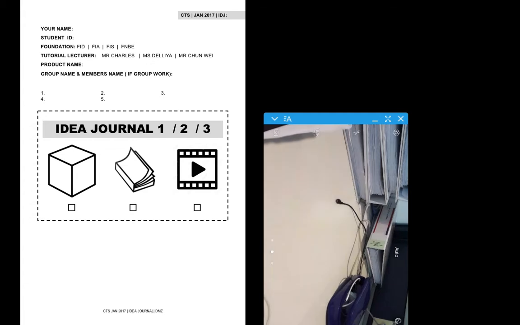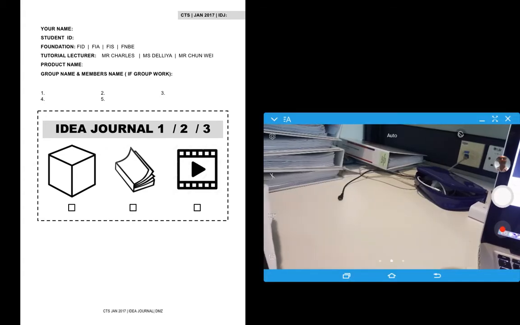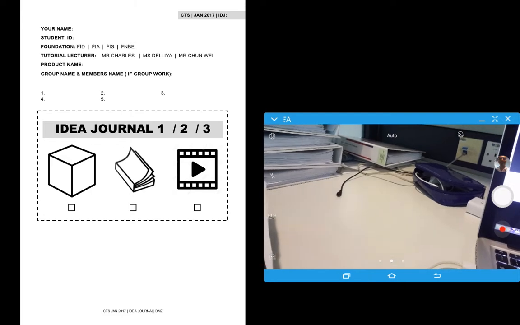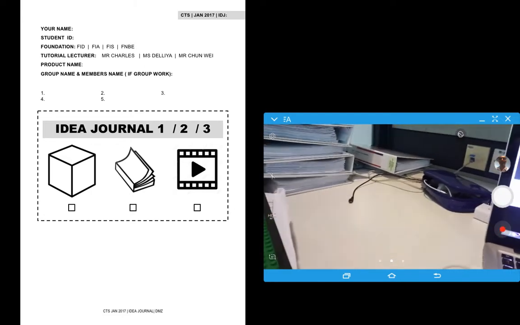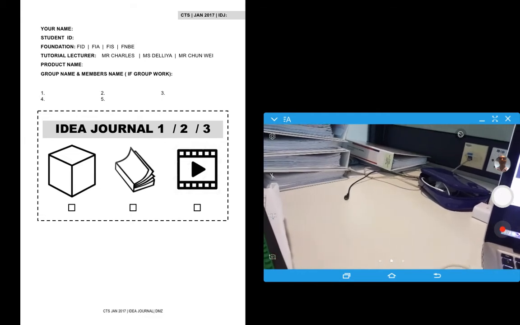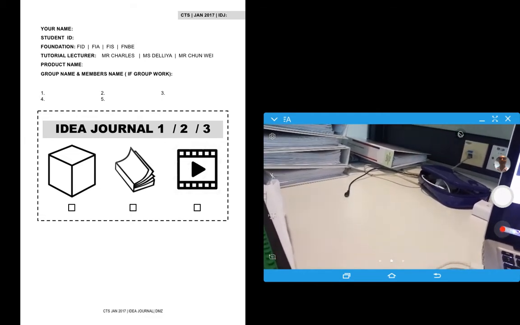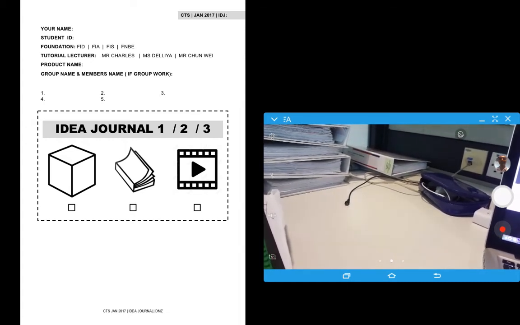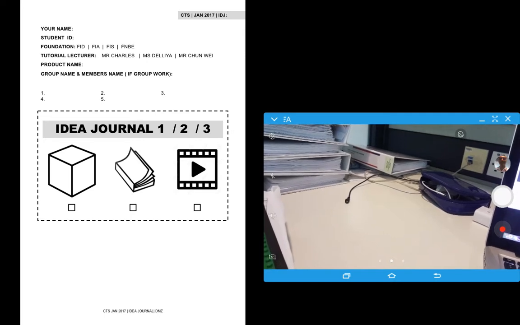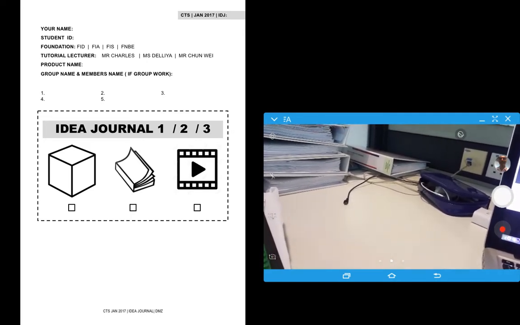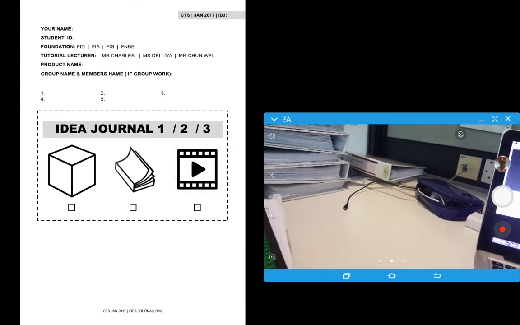Now, there are different examples of idea journals in the past, and I'm going to show you some examples of how they can compile and just bind it together. So these are binding and cover designs that you can have fun with, and feel free to do so. So make sure you put them together. It's just a matter of putting them all together and finding the right binding solution and presentable cover design solution.